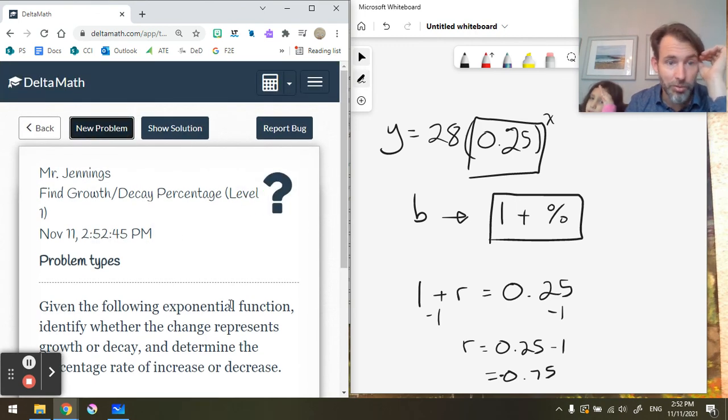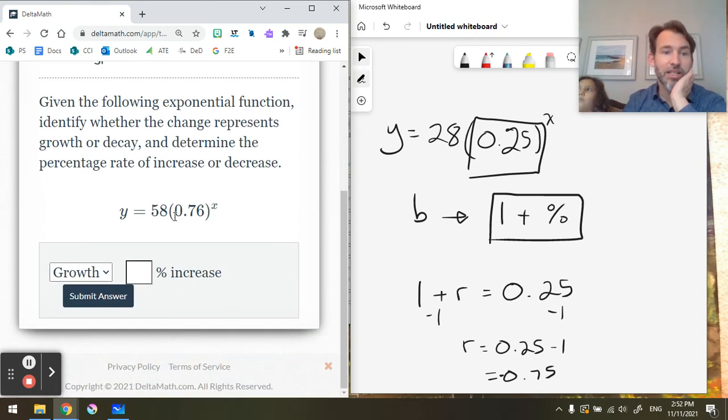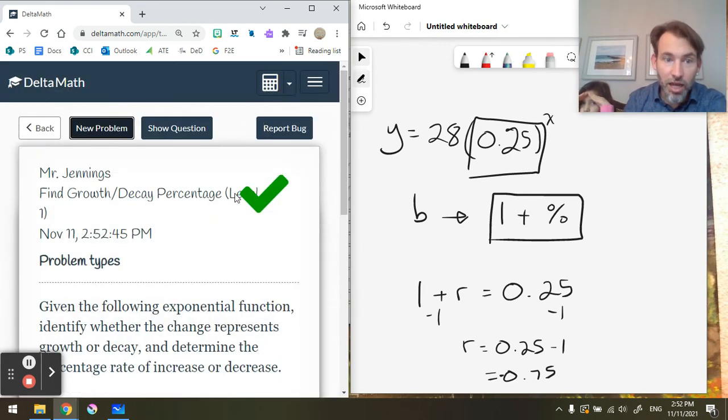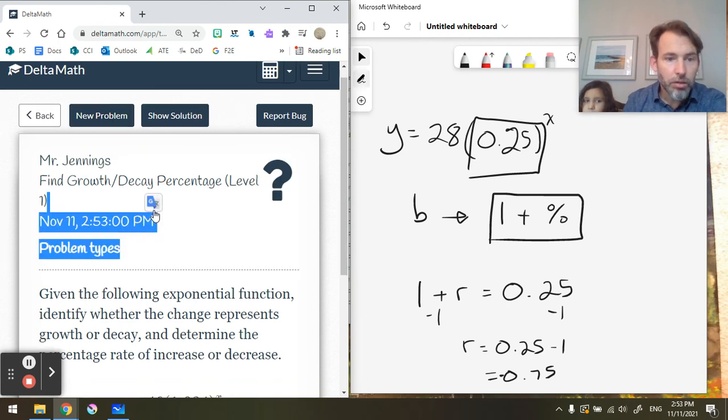Let's look at another example. So we have 58 to 0. So this is again decay, and it's going down by 0.24. 24% increase? No, decrease, decay. Yeah, there we go. Submit answer. Yes. Yay! No problem.